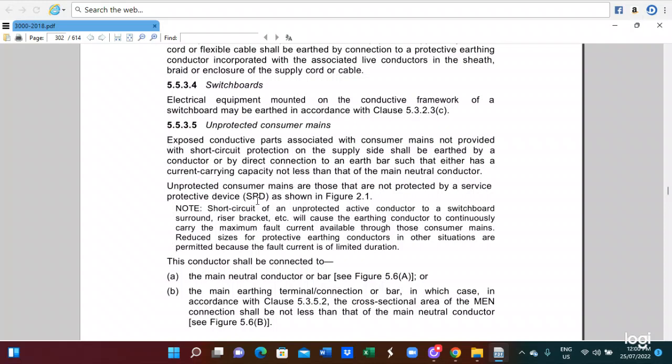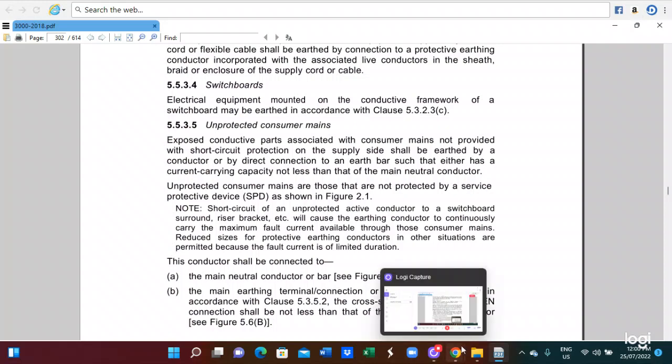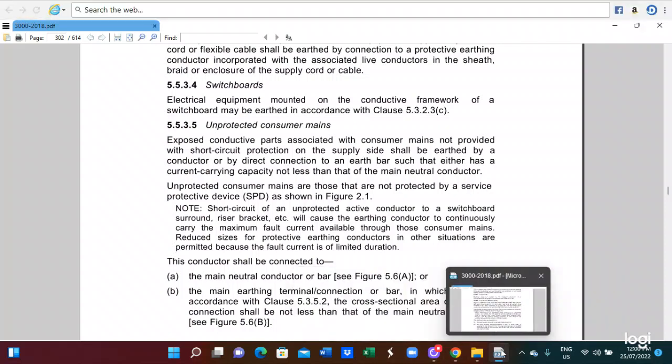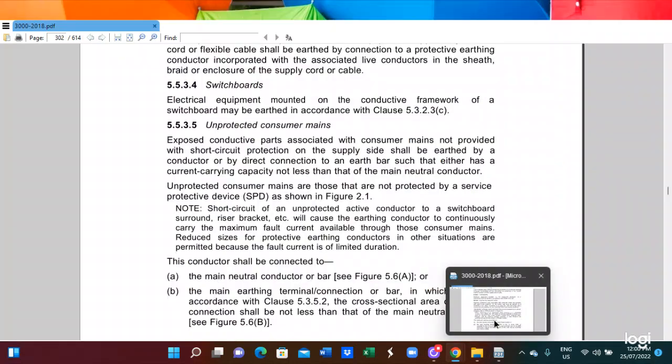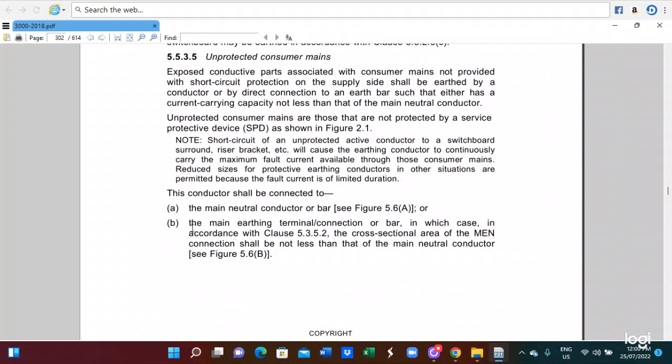So this is the 5.5.3.5B. The main earthing conductor or the bar in this case, with the clause 5.3.5.2, cross-sectional area of the MEN shall not be less than that of the main neutral conductor. So this conductor must not be less than the neutral conductor cross-sectional area. So 5.3.5.2 is here.